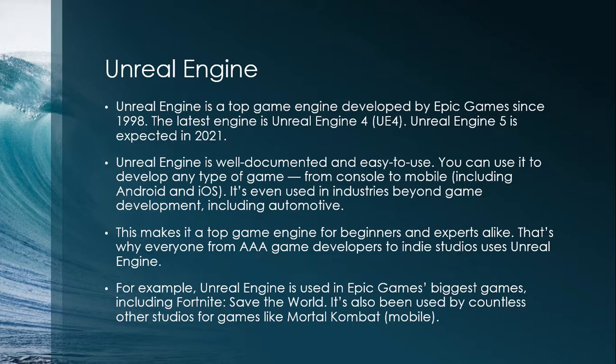Unlike Unity, Unreal Engine is commonly used by people who have bigger teams to create a game, because of its type of AAA games. And it can also develop mobile games such as Android and iOS. For example, Unreal Engine is used in Epic Games' biggest game, Fortnite, Save the World, the most popular game once, and it has also been used by countless other studios for games like Mortal Kombat on mobile.